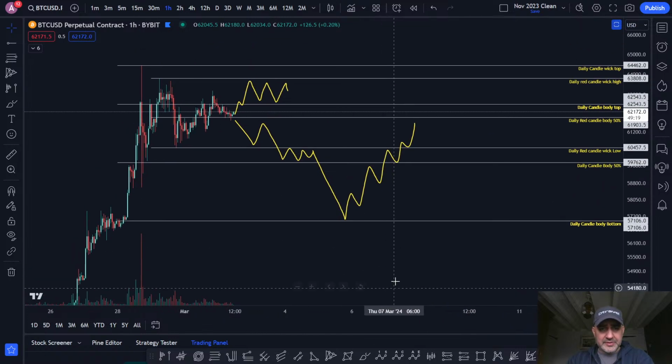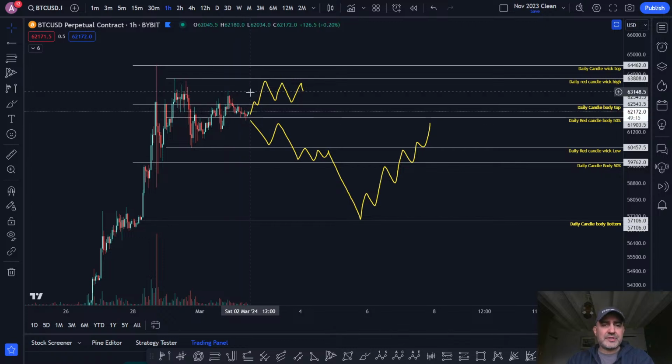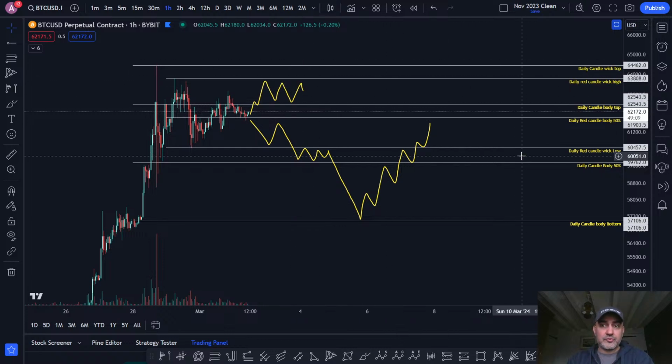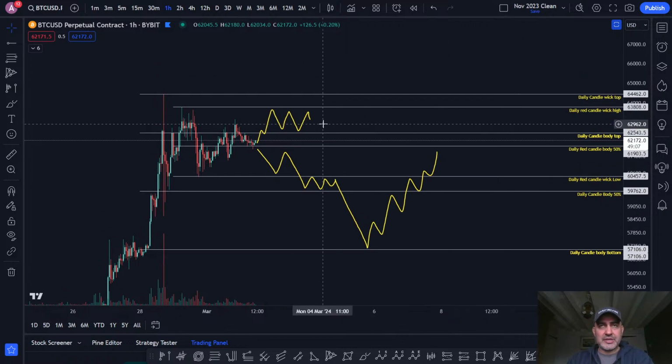I don't know if the price is going to do this or do something else, but I do know that the price always goes from one range to another range, back to another range, down to another range, up to another range. It's always ranging. The price is always ranging. And then occasionally you get expansions, and then it goes to another range.